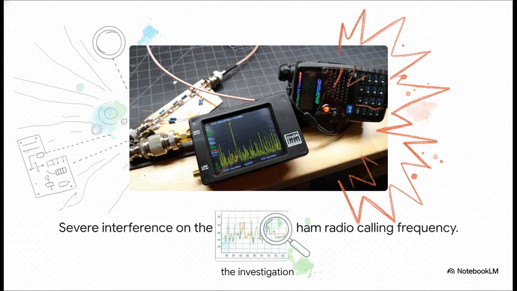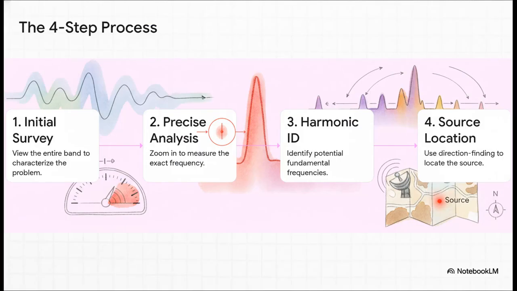So the investigation begins. Our operator doesn't just guess, they follow a systematic 4-step process. First, they do an initial survey just to see what this interference even looks like across the whole band. Second, they do a precise analysis, zooming in to measure the exact frequency of this rogue signal. Third, and this is the key step, harmonic identification, to see if the signal is an unwanted byproduct of some other transmitter. And finally, they try to locate the source.